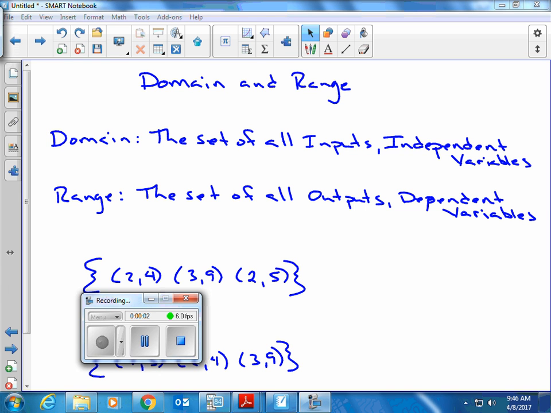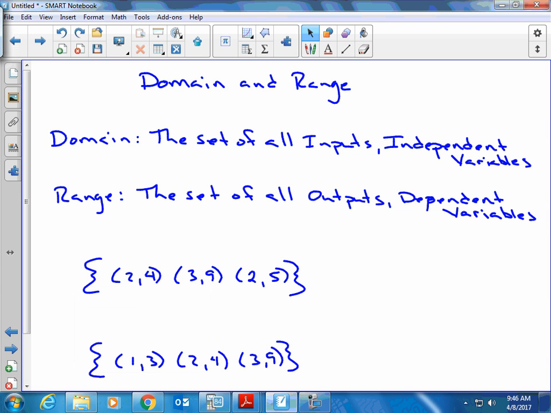Okay, plan for this recording is to talk through domain and range. Domain and range is a concept that a lot of people struggle with, so I decided to do a separate recording just on domain and range.